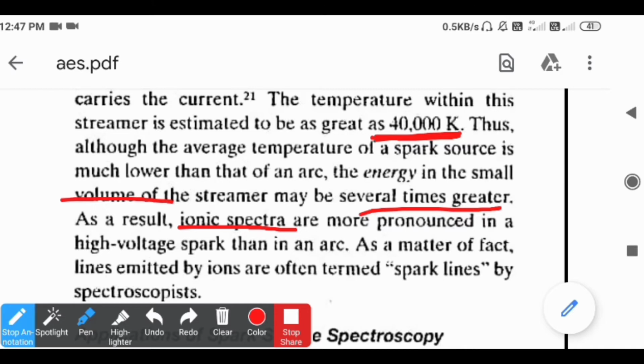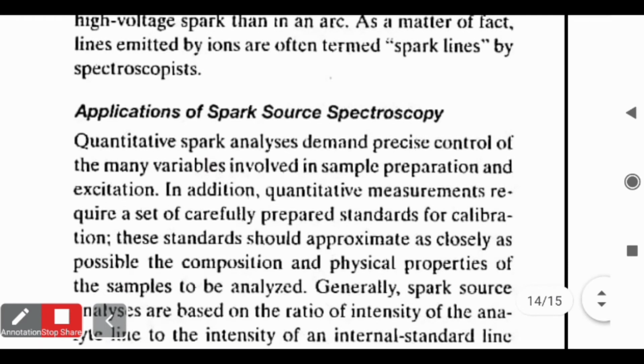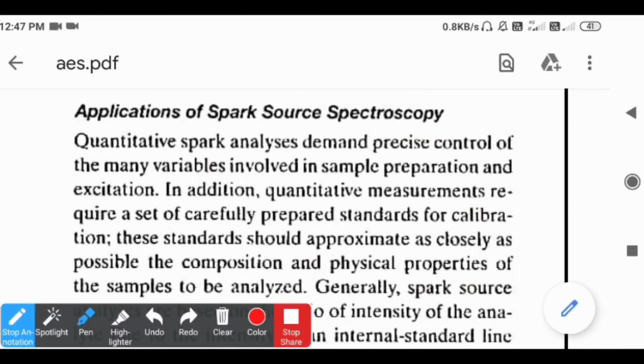We get very high spark lines compared to the arc. As a matter of fact, the lines obtained for the ionic species are generally called spark lines. So for the neutral species we get the sharp or intense band in the arc technique, and for the ionic species we get the intense band in the spark technique. Next is the application of spark source spectroscopy.